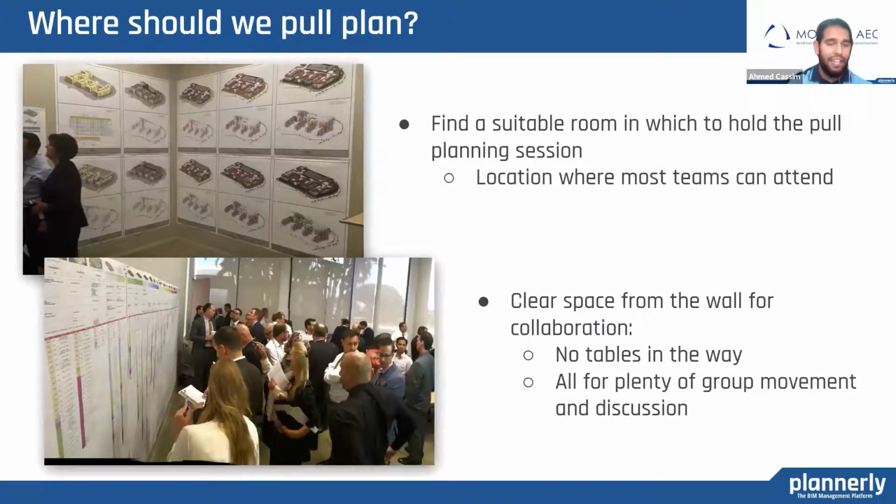Where should the pool planning happen? Find a suitable room in which to hold the pool planning session. You'll need lots of uninterrupted wall space on which you can affix 2 rows of plotter paper. There should be clear space from the wall, no tables in the way. This allows plenty of group movement, which is what we want, and discussion as the pool session gets underway. Arrange the room properly, ensuring 3 to 4 meters of open space in front of the wall. Remember to print out the sticky notes.